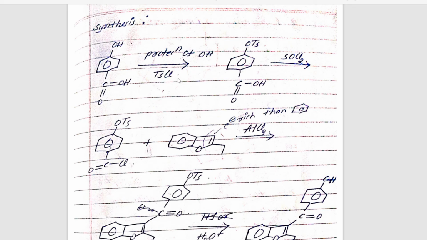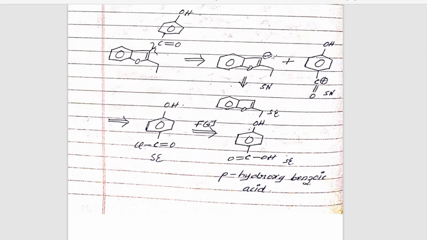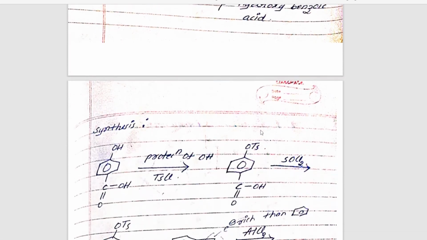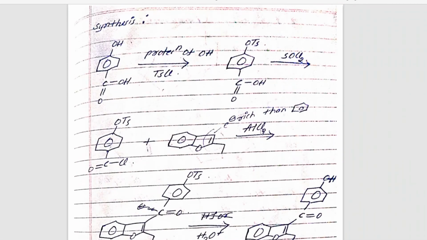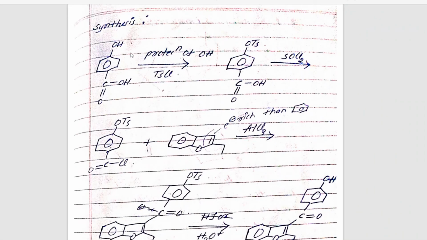We are using tosyl chloride, TsCl. So this group is now protected. There is one additional step here that is not shown in retrosynthesis, because when we are coming back we needn't do that. But when you're moving forward, it is very important that you protect this group first. So we are protecting it with tosyl chloride. So this part of it is protected.